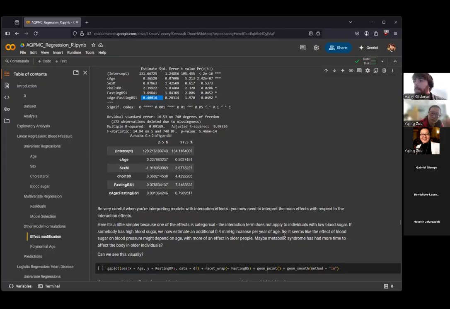So it seems like the effect of blood sugar on blood pressure might depend on age, or you could say the opposite statement, that the effect of age on blood pressure might depend on blood sugar because they're interacting with each other.